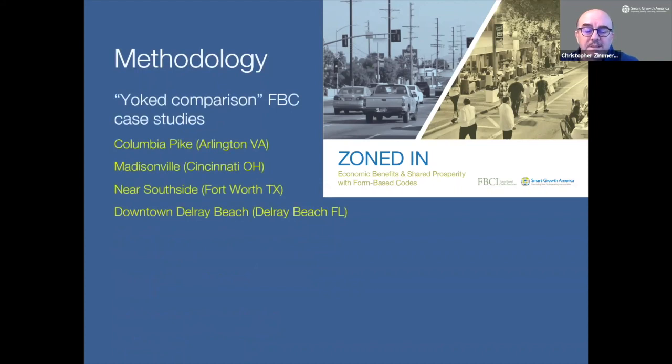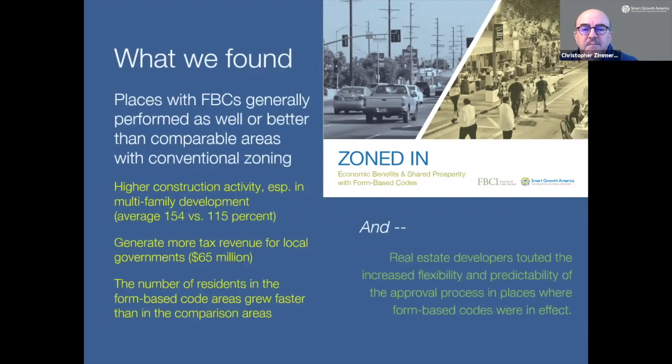So as I said, we identified 4 places, and again, we wanted to get a sense, kind of broadly. So these are 4 places in different parts of the country: one in Virginia, one in Ohio, one in Texas, and one in Florida. And what we found, which you can of course read all the details in the report, but basically we found that the places with form-based codes generally performed as well or better than the comparable areas with conventional zoning.